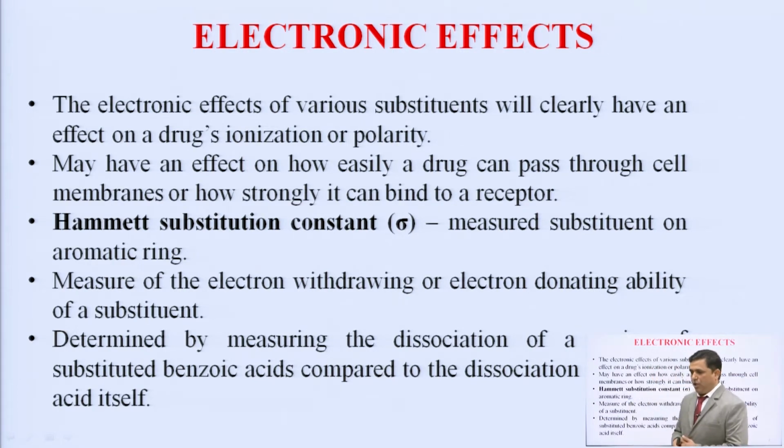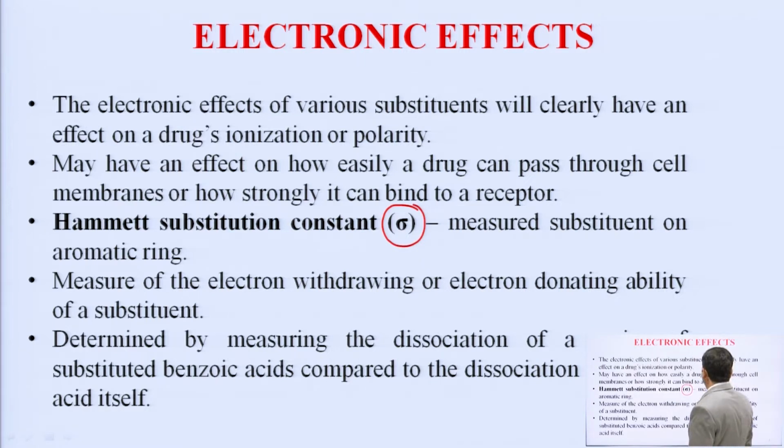So, it is also helpful in passing through the cell membrane, how strongly and how easily, and it can also bind with the receptor. Now, these electronic effects in QSAR we can discuss with the help of the Hammett substituent constant, and it is denoted by the sigma value.